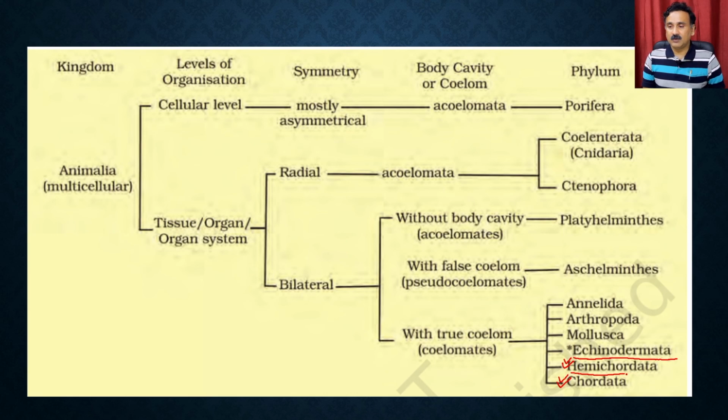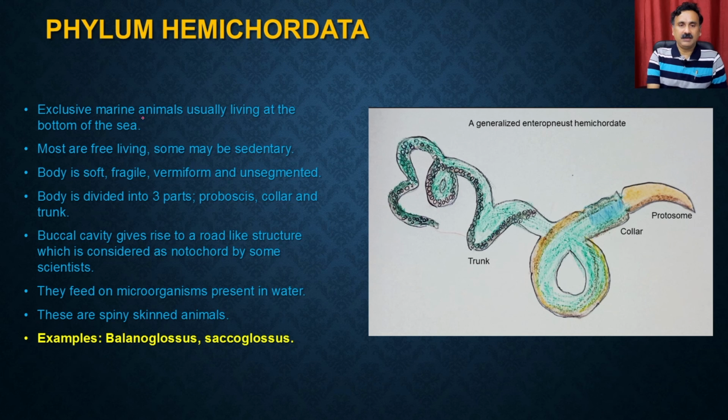Hemichordatas are considered to be underdeveloped chordata, or they don't have the well defined caudal vertebra. So hemichordata are exclusively marine animals usually living at the bottom of the sea. They are mostly free living, some may be sedentary. Body is soft, fragile, vermiform and unsegmented. Body is divided into three parts: proboscis, collar and the trunk. Buccal cavity gives rise to a rod-like structure which is considered the notochord by some scientists.